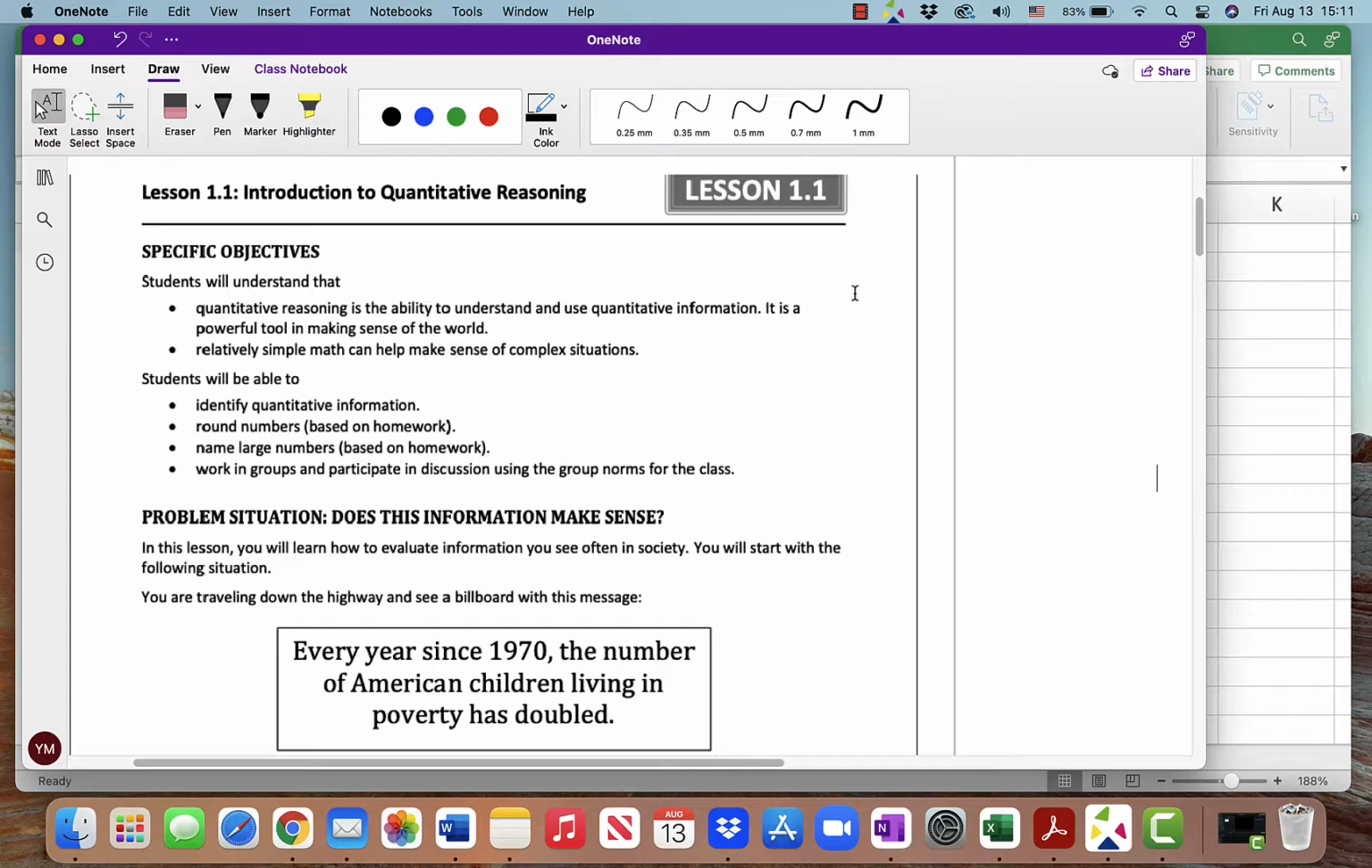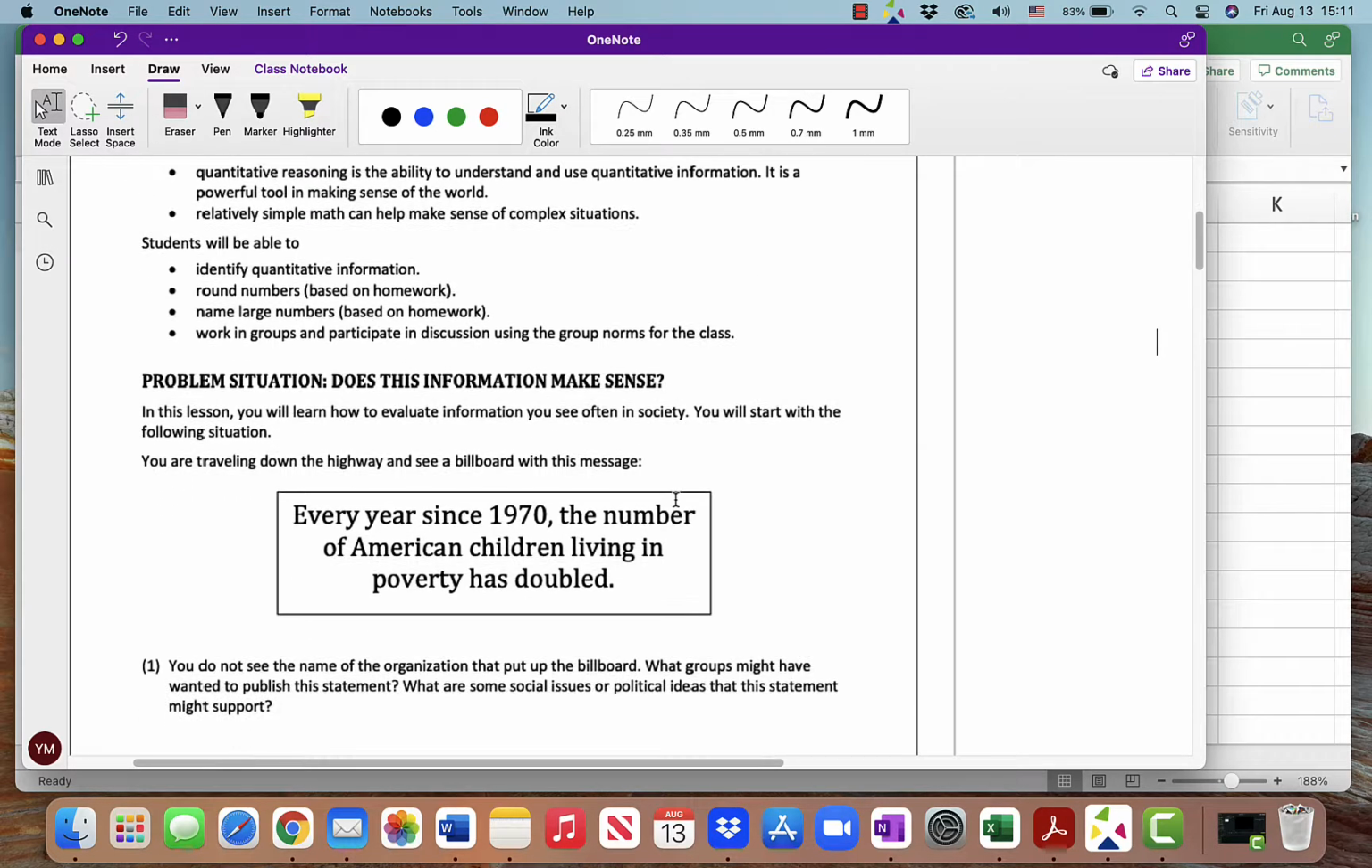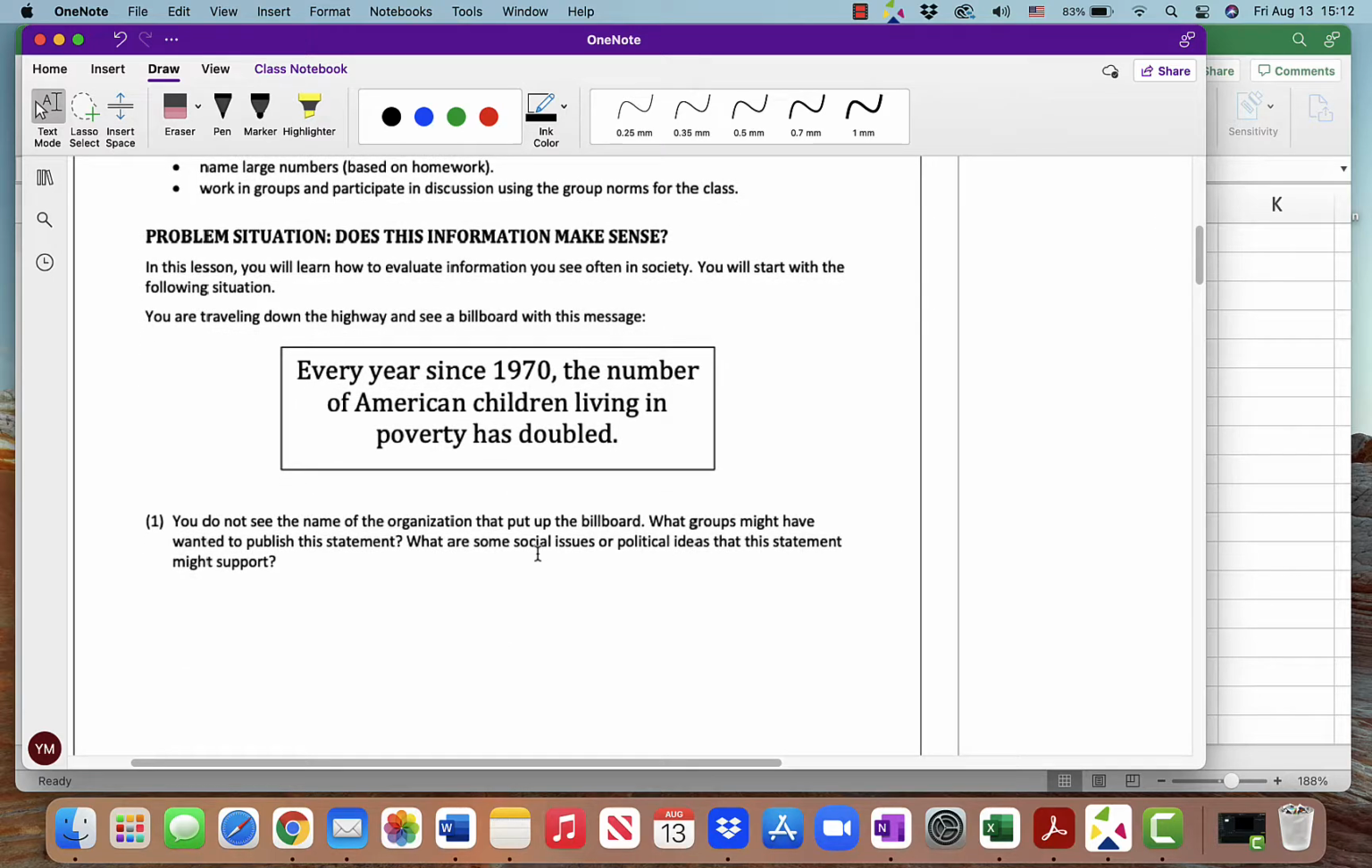So let's begin. This lesson has one problem situation, and it starts off with the question, does this information make sense? Alrighty, so let's look at the following situation. You are traveling down the highway and you see a billboard with this message. Every year since 1970, the number of American children living in poverty has doubled. You do not see the name of the organization that put up the billboard.